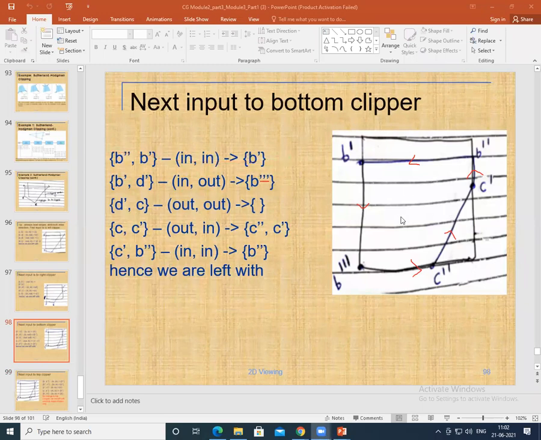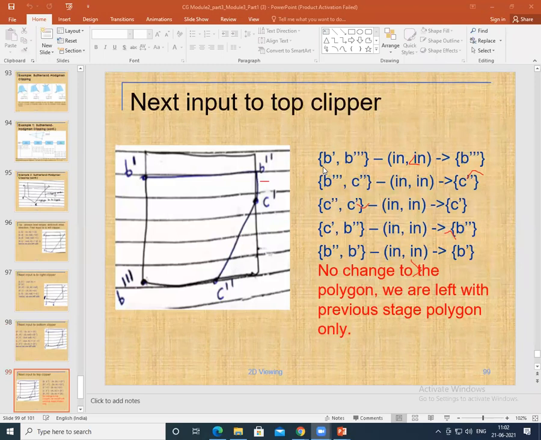When I apply clipping to these edges, so analyze and clip it. Finally you are going to get all these clipped vertices. So what is being left out? Why? Because if you could see here, all the edges with respect to the top clipper are in only.